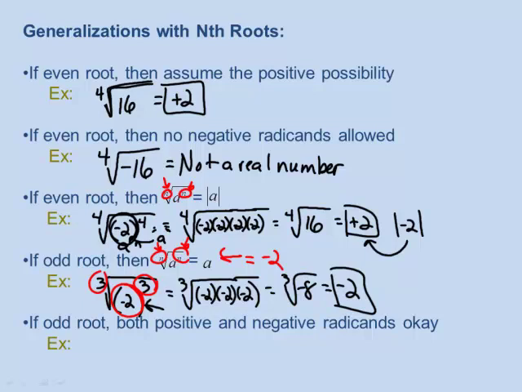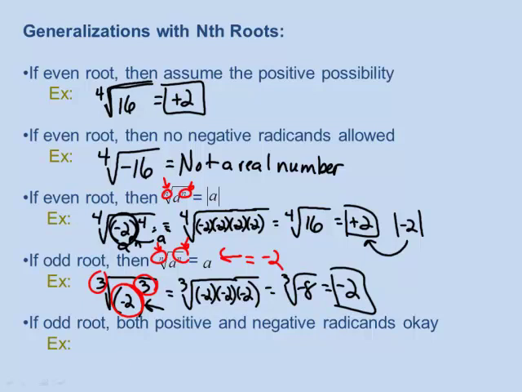And finally, if you're taking an odd root, so that would be cubed root or fifth root or seventh root or ninth root, both positive and negative radicands are okay. In other words, you can take the odd root of a negative number. You just can't take the even root of a negative number.